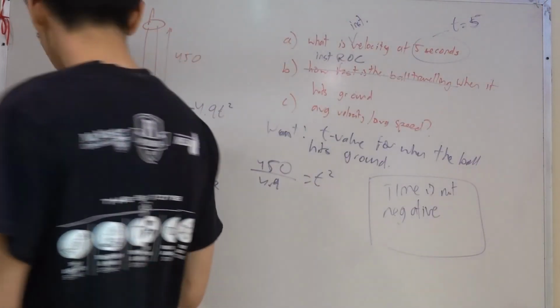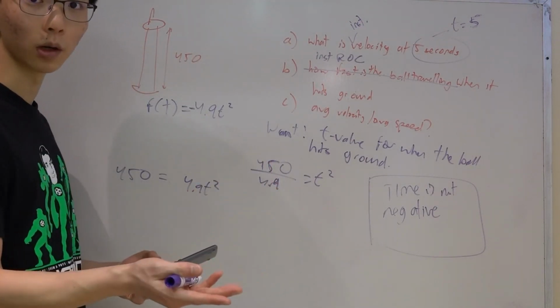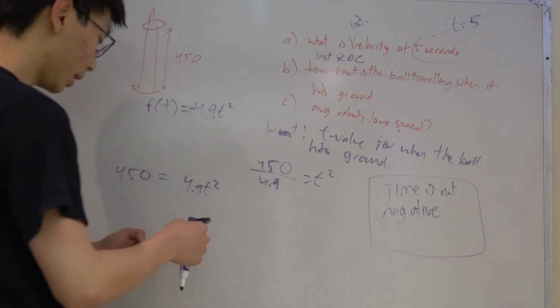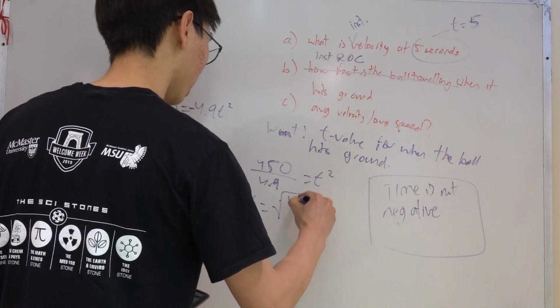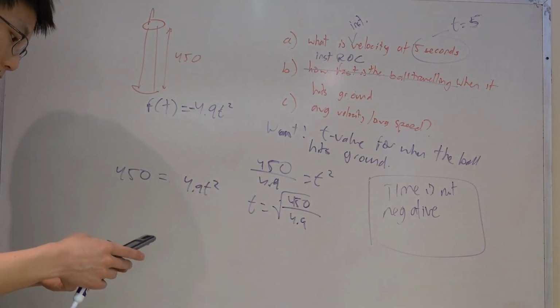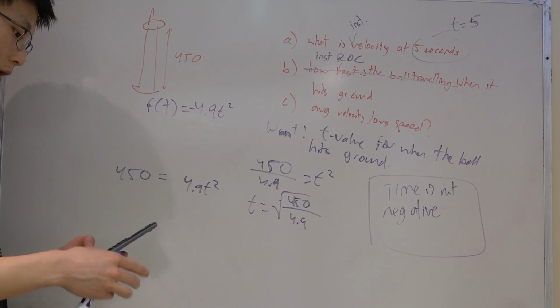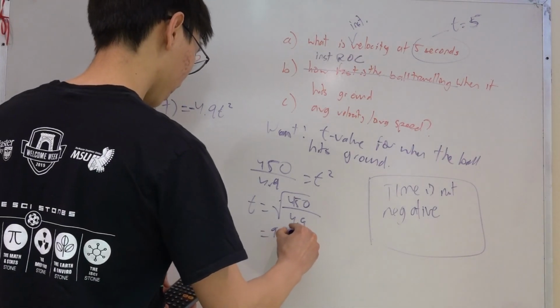Okay? So all you have to do then is take the positive square root, not the negative square root. Okay? So that means t is equal to the square root of 450 over 4.9. Put that into a calculator, and I'm getting something like 9.58.